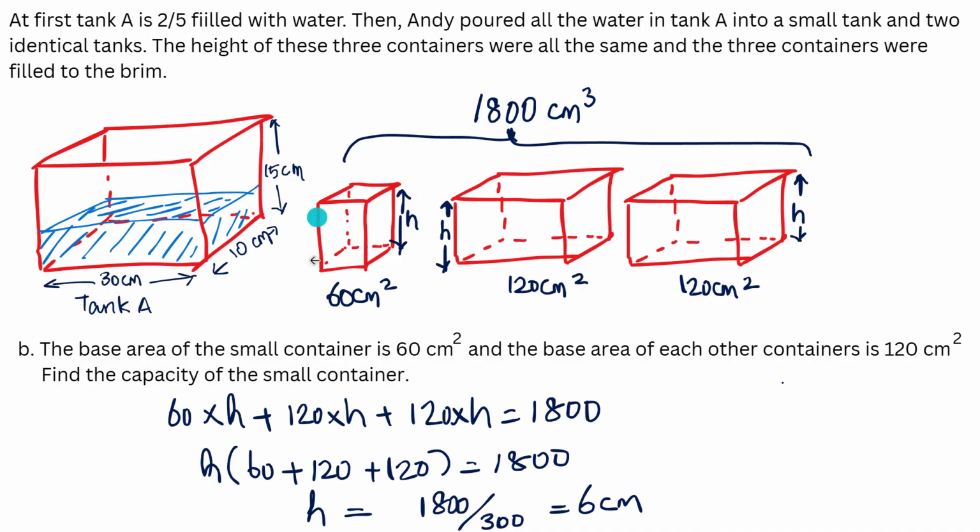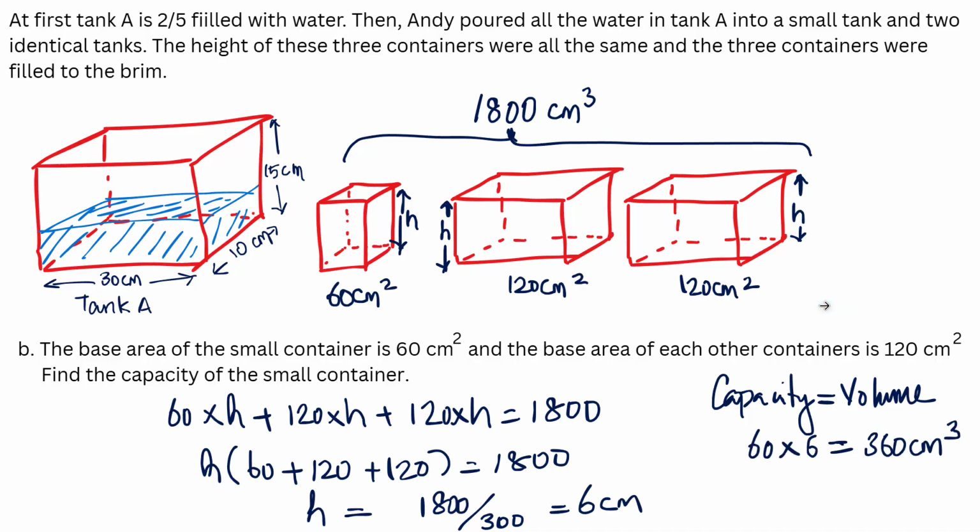So if you want to find the capacity of the smallest container, that is 60 times the height. So volume or capacity of this is equal to the volume. So the volume formula is base area times height, which is equal to 60 times 6, which is equal to 360 centimeter cube, which is the volume of the smallest container.